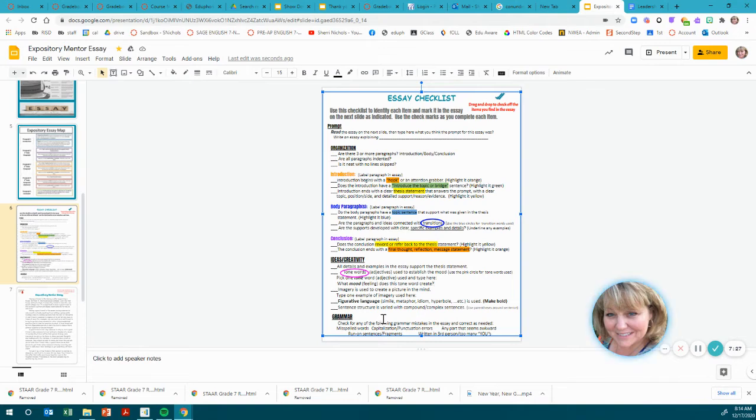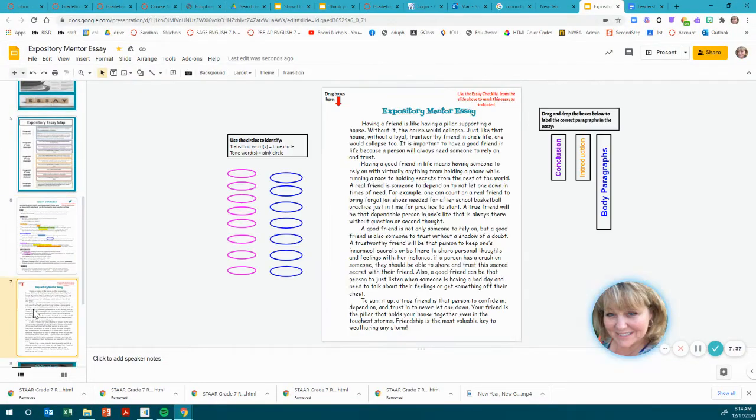And then you're going to finally check for grammar. Check for any of the following grammar mistakes, run-on sentence or fragments, written in third person, too many use, things like that. So here is the essay, and I will read it quickly, and then we'll go through and look about how we will mark it. Expository mentor essay.